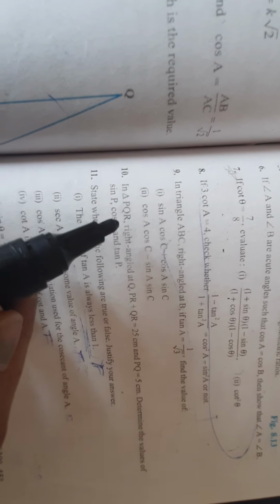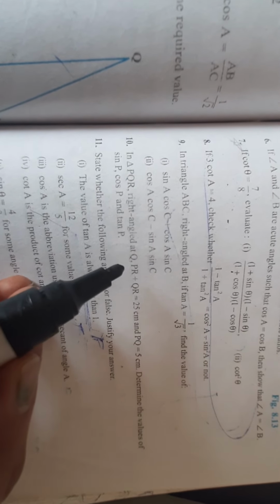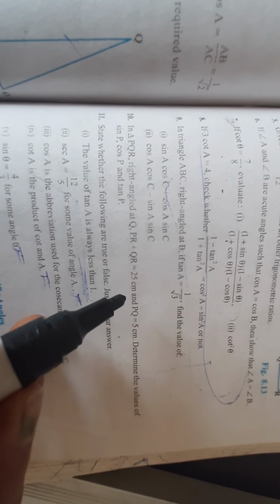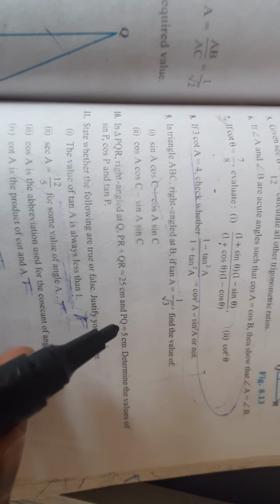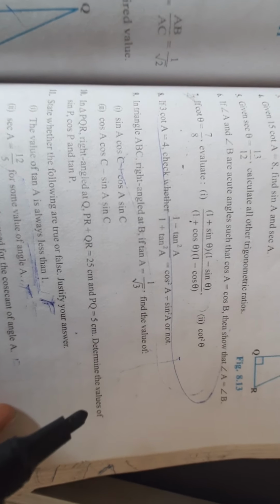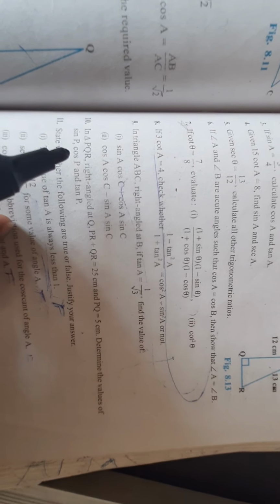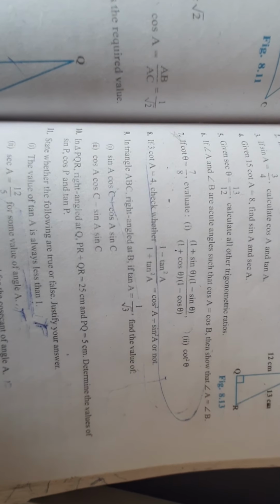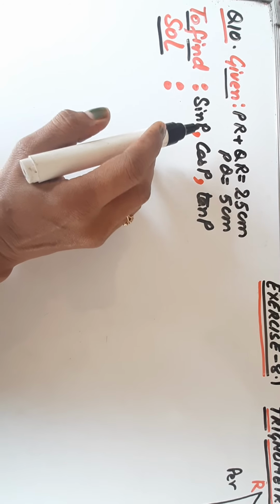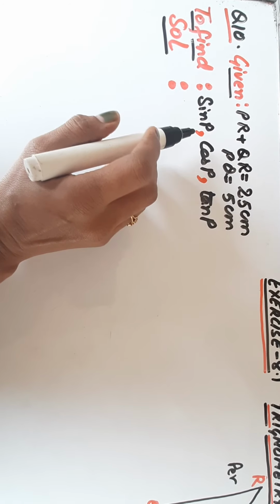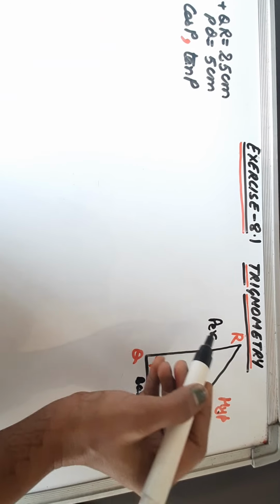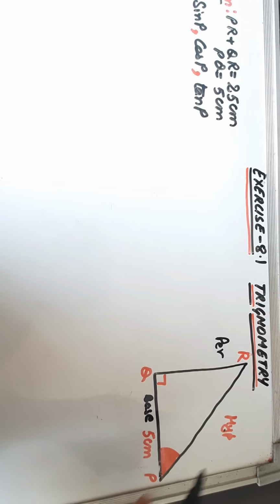In triangle PQR, right angled at Q, PR plus QR is equal to 25 and PQ is equal to 5 centimeter. Determine the values of sin P, cos P and tan P. So dear students, you all know that to find out the trigonometric ratios like sine, cos and tan, we must have all the three sides of a right triangle.